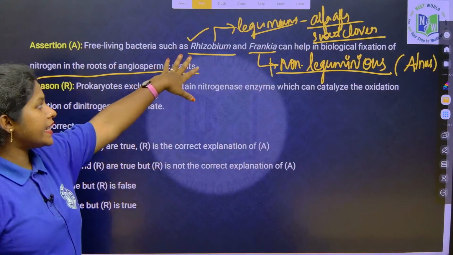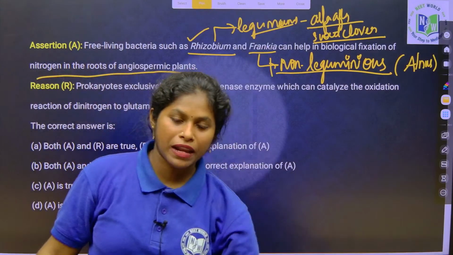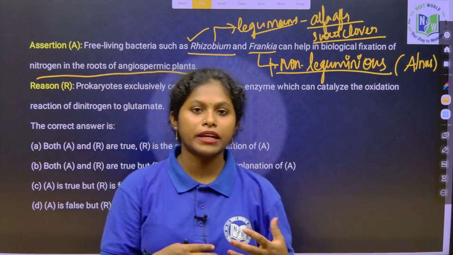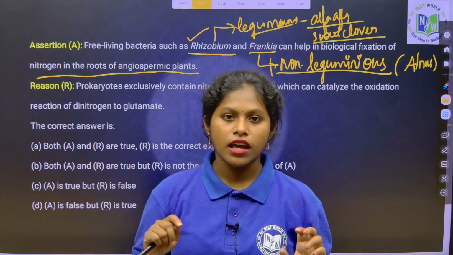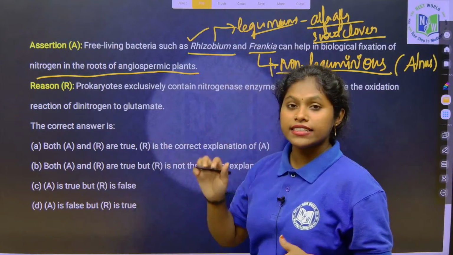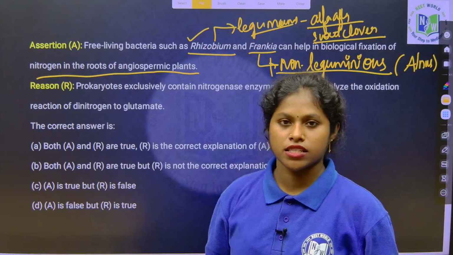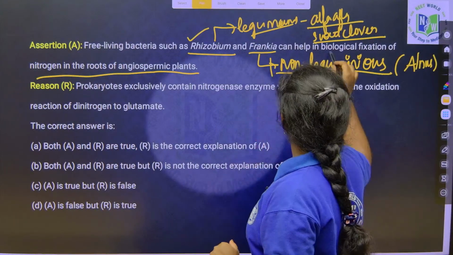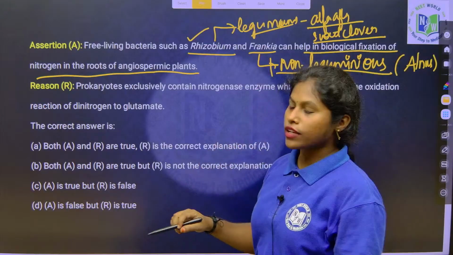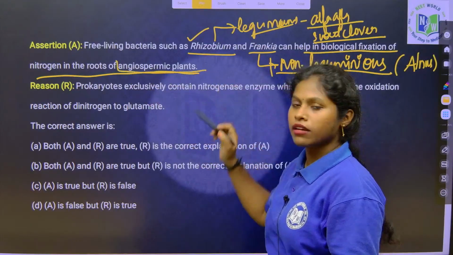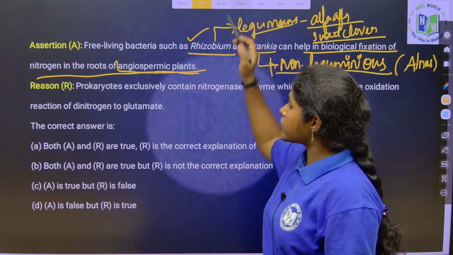Rhizobium is the bacteria which is involved with leguminous plants, making a symbiotic association only with legume plants. And coming to Frankia, it is the symbiotic association with non-leguminous plants like Alnus. Okay, the aim of both is to fix nitrogen in the roots of angiospermic plants, right? Now see the question, now see the reason.